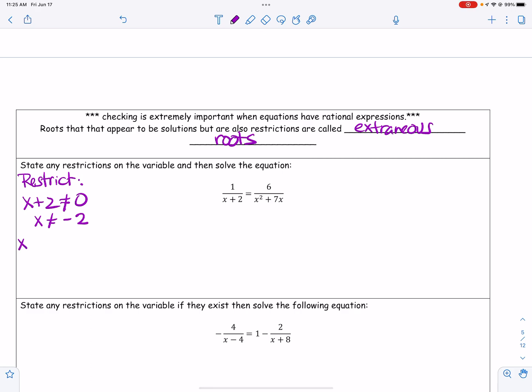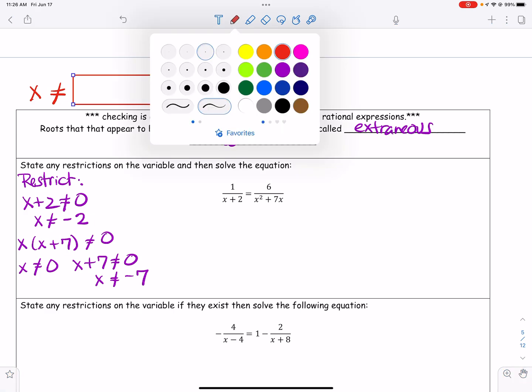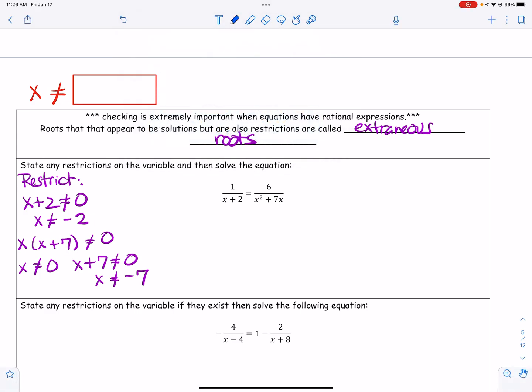Then I'm going to take the x squared plus 7x and factor it. So x cannot equal 0, and x plus 7 cannot equal 0, which says x cannot be negative 7. So you'll have a restriction box, x cannot equal, and then you will fill in the 3 restrictions: negative 2, 0, and negative 7. It doesn't matter what order you put them in, okay?